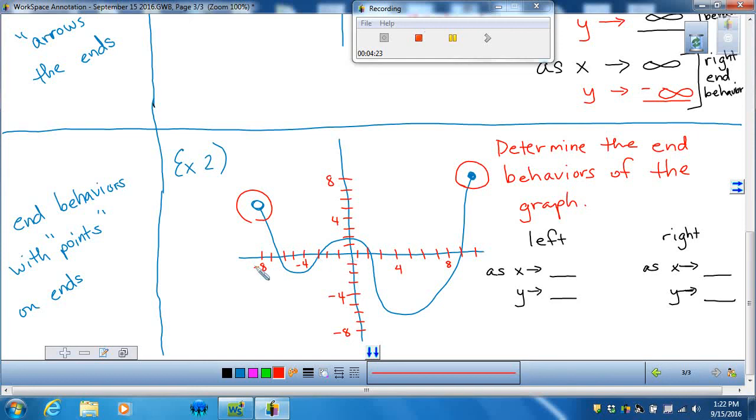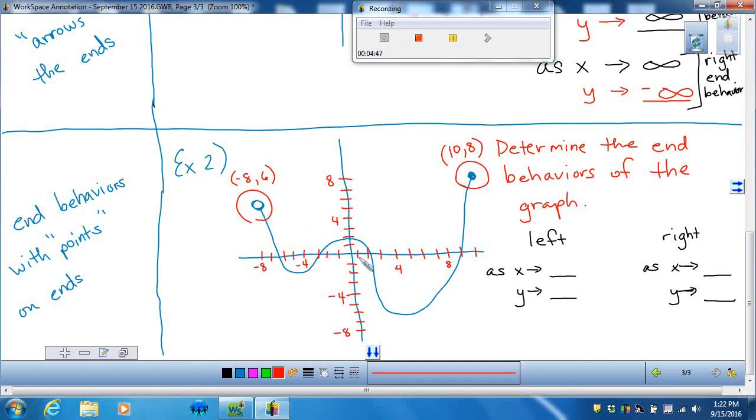So on this particular graph, this point on the left side is located at -8 and 6. So this ordered pair is -8, 6. And over here on the right side, it's located at 10, 8. Now, if it's a point, you locate and figure out what that point is. If it's an arrow, then it's just approaching infinity or negative infinity.